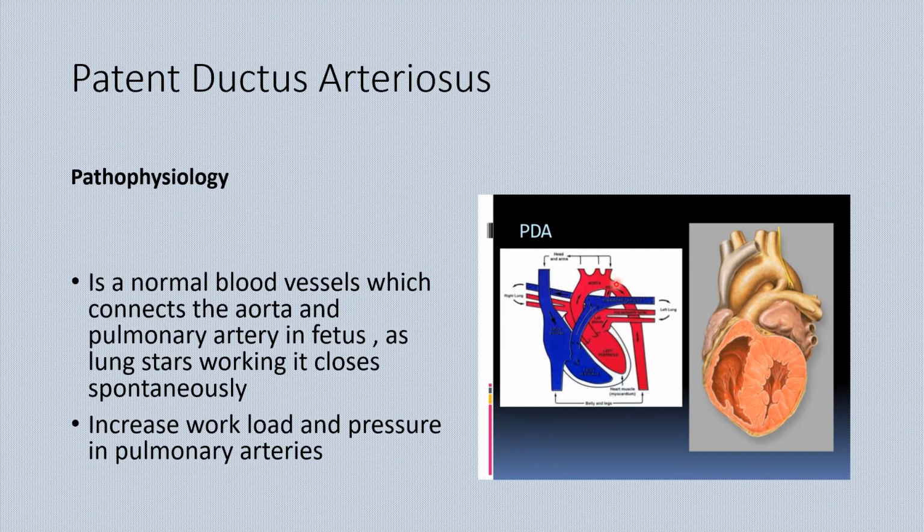If it doesn't close, what happens? All the blood from the aortic arch flows back into the pulmonary vessels, and there would be increased pressure built up in the pulmonary arteries.